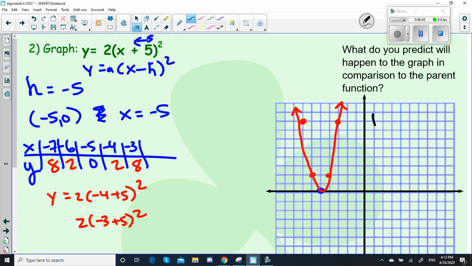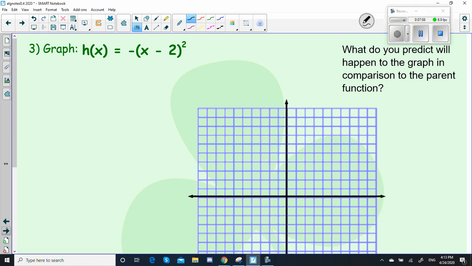Okay, my domain is all real numbers. And my range is y is greater than or equal to, because it's opening up. The lowest point, or the minimum, on the parabola is 0. So that's the number in the range. Okay, and this is a stretch because of that 2. A stretch factor of 2.